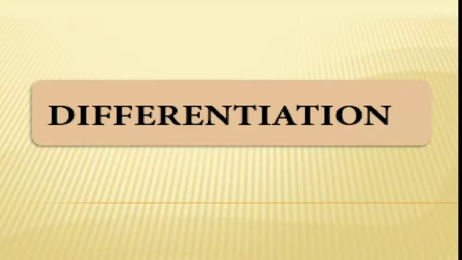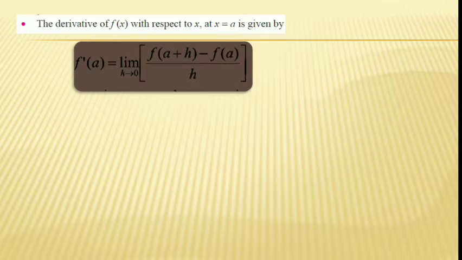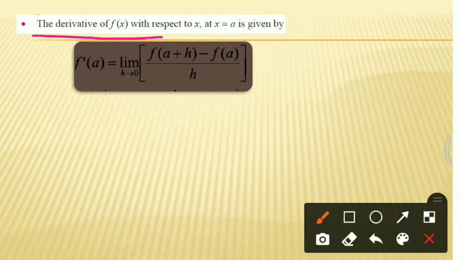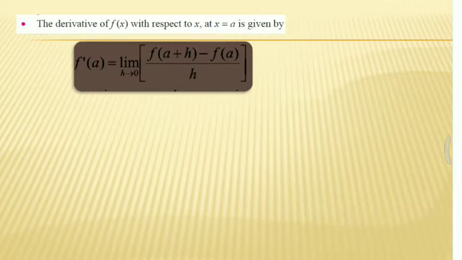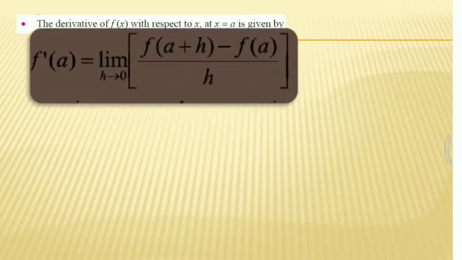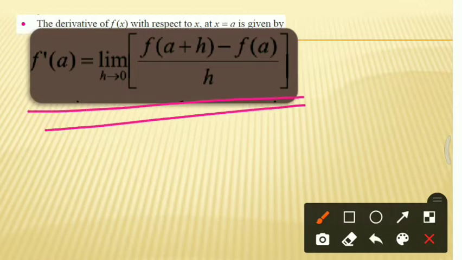Before starting our 12th standard syllabus, we will recall some definitions and formulae of the 11th standard. So let us start. Definition of derivative. The derivative of f of x with respect to x at x equal to a is given by f dash of a is equal to limit h tends to 0 f of a plus h minus f of a upon h. This is the definition of derivative at x is equal to a.